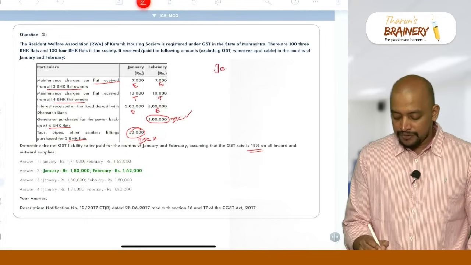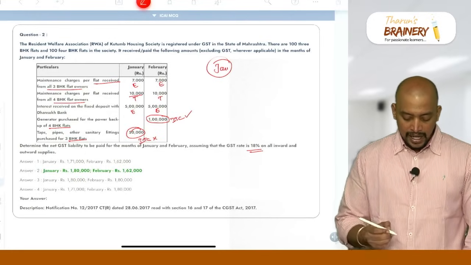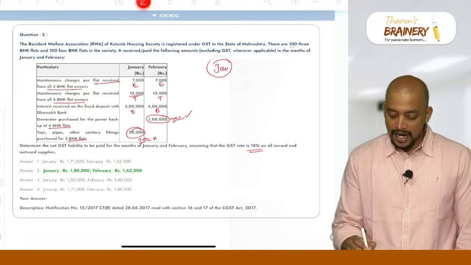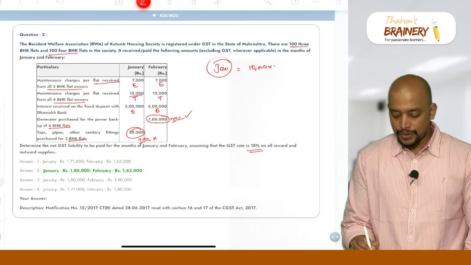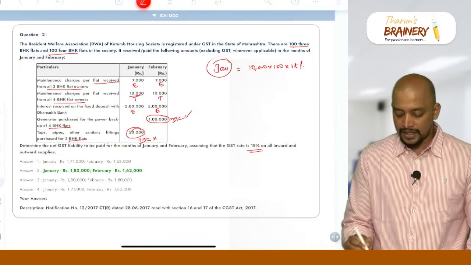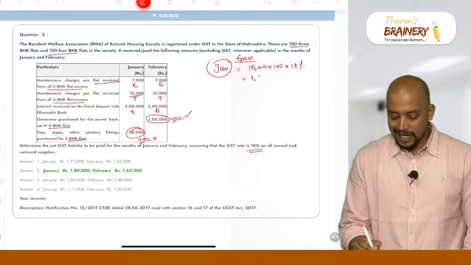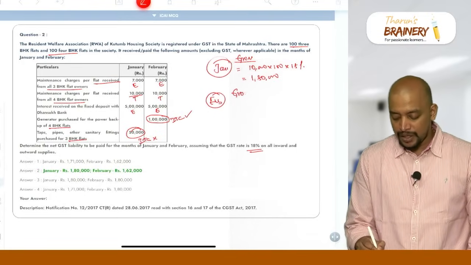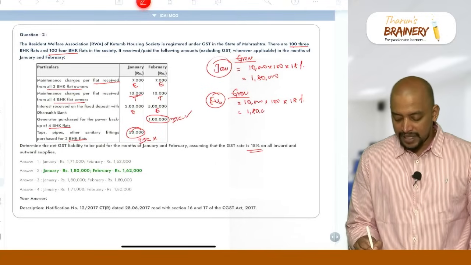Now, for January month, how much is taxable? 10,000 per month. They are saying there are 100 3 BHK and 100 4 BHK flats. So, 10,000 into 100 into 18% will be the gross liability. That will be 1,80,000 and no ITC. Then for the month of February also the gross will be the same, 10,000 into 100 units into 18%, 1,80,000, but ITC they can take.